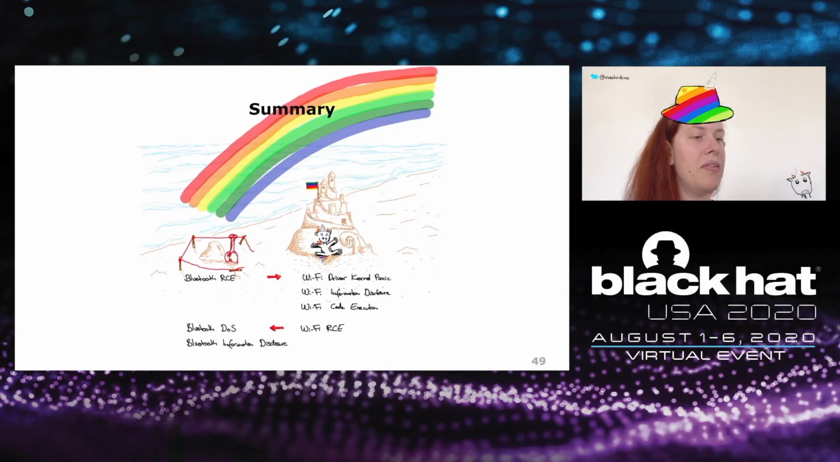So as a summary, what we achieved with the Spectra attacks so far is that if you have a Bluetooth RCE on a Broadcom chip, you can cause Wi-Fi driver kernel panics of different kinds. You can also get some information about the shared RAM, so you have information disclosure, and we have code execution. And in the opposite direction, if you have a Wi-Fi RCE, you can start attacking Bluetooth with denial of service, and also get information disclosure via key press timings.